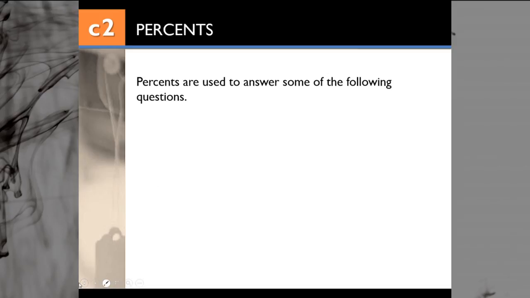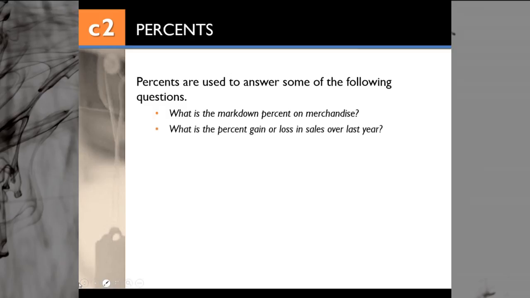Percents are used to answer some of the following questions. So let's look at how you can use percent. First question, what is the markdown percent on merchandise? You have to calculate the percentage here. What is the percent gain or loss in sales over last year? What is the ratio percent of an individual unit's sales to total company sales? So you can calculate the percentage of these specific unit sales compared to the overall sales.